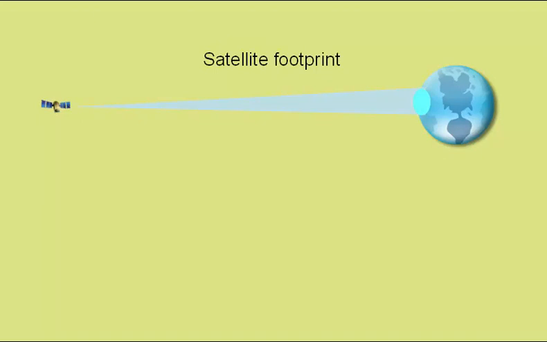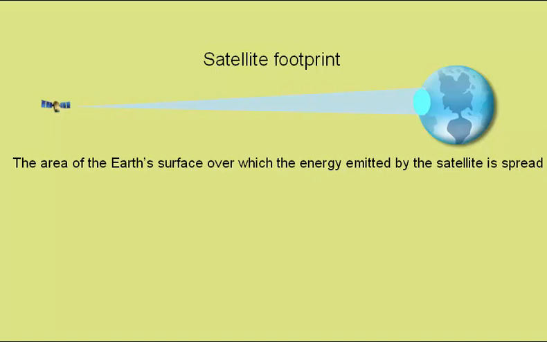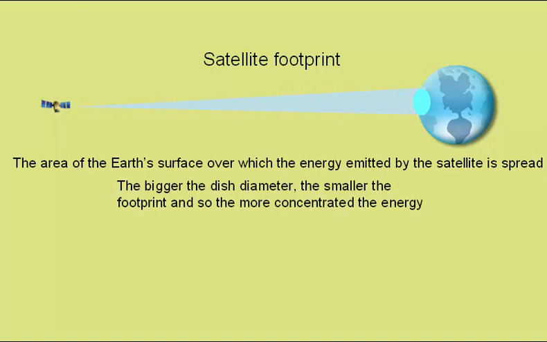This spreading produces what is known as the satellite's footprint, the area of the Earth's surface over which the energy emitted by the satellite is spread. The bigger the dish diameter, the smaller the footprint, and so the more concentrated the energy will be.